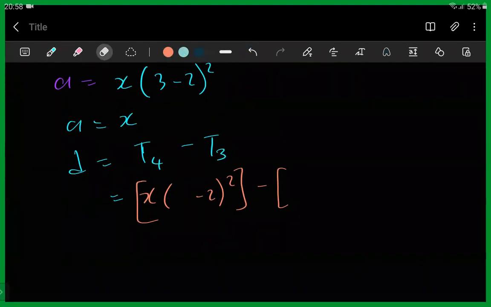So let's change this to a 4. And then the other one, let's put a 3 there. Is this better?